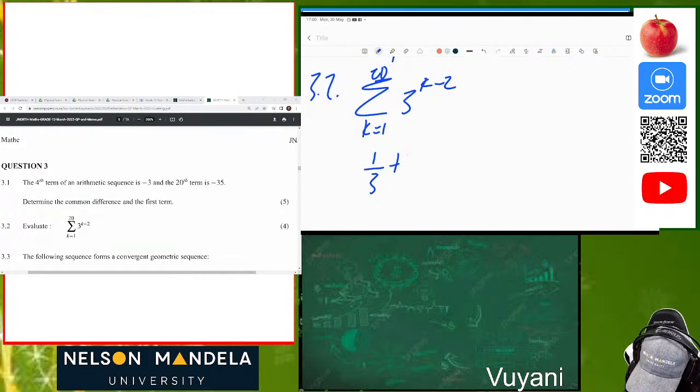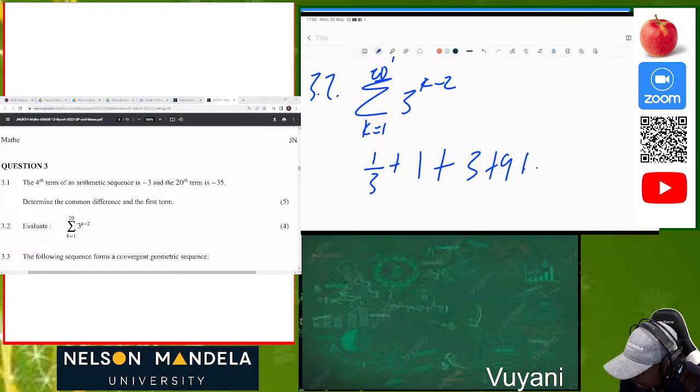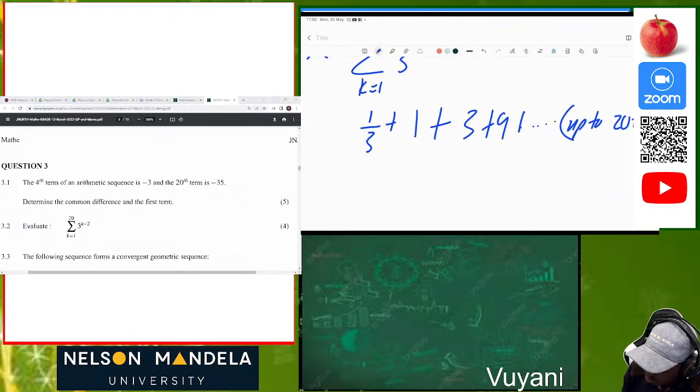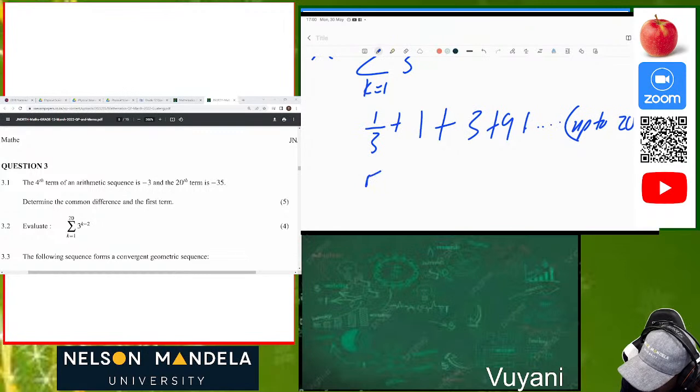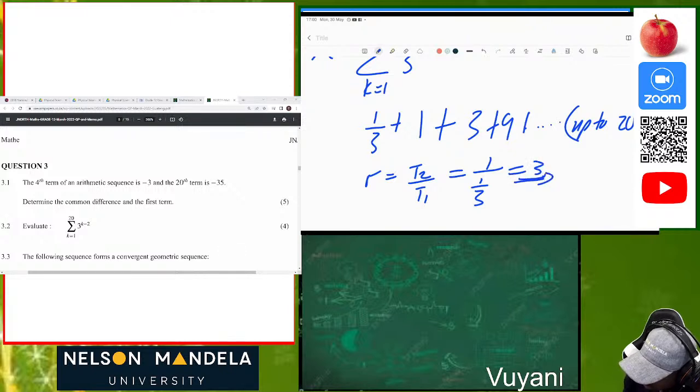Plus, then we substitute 2 there. We get 1. Plus, we substitute 3 there. Then we get 3. We substitute 4 there. Then we get plus 9. Then plus up to 20 terms, because 20 is the last term. Okay. Then after that, we want to calculate. We must know our r. Our r is t2 divided by t1, which is 1 divided by 1 over 3. Then our r will be equal to 3.